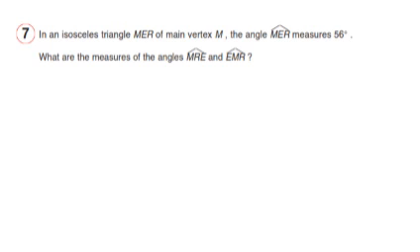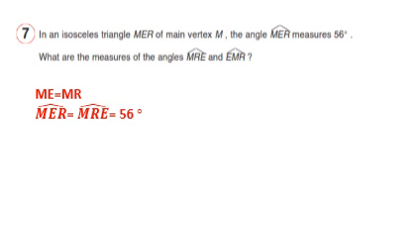Let us continue to question number 7, and in this question they are telling us that in an isosceles triangle MER of main vertex M, the angle MER measures 56 degrees, and now what's the measure of the angles MRE and EMR? First of all, before you do anything, whenever you see that the given says in an isosceles triangle MER of main vertex M, that means you have to tell me that ME equals MR directly, and angle MER is equal to the angle MRE, which is given already 56 degrees.